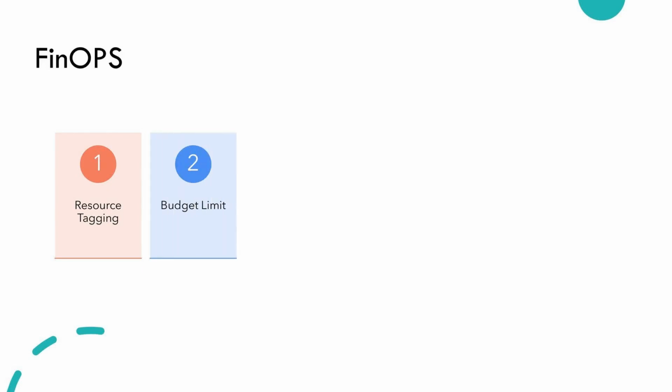2. Budget limit. This method involves setting a budget limit for each project or team. It helps in keeping the costs under control and preventing overspending. It is useful for controlling costs and ensuring that the budget is not exceeded.